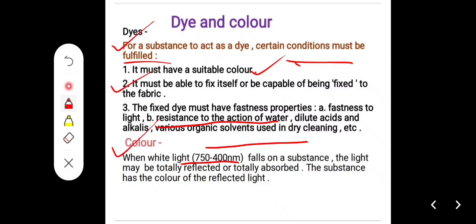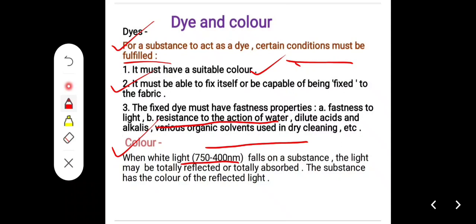So for a substance to act as a dye, some conditions should be fulfilled. First, it has a suitable color. Second, it must be fixed on the fabric to which it is imparted. Third, it has fastness properties, that is fastness to light and resistance to water, acid, alkali and some solvents. It does not react with the solvents; it should be inert in nature.